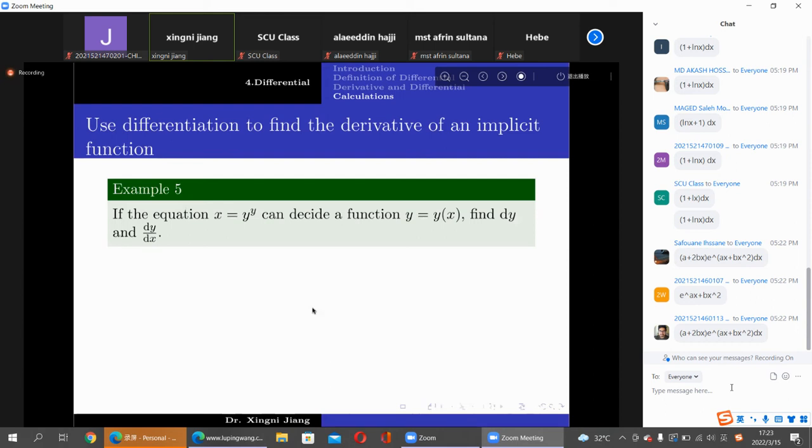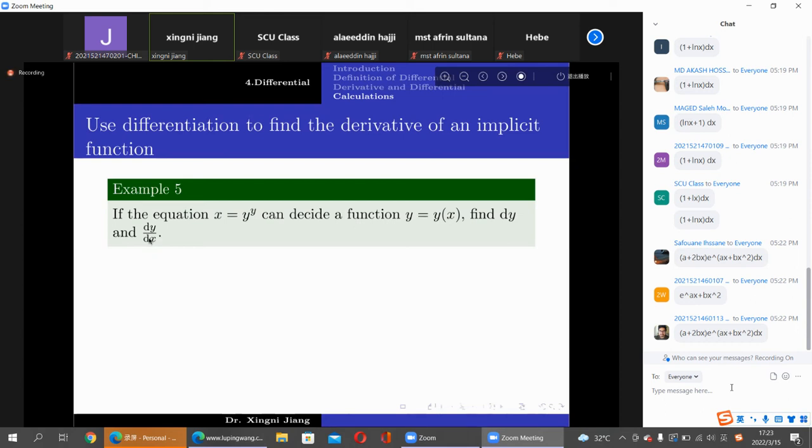And now the other important reason why we talk about differentials is that it will give a very simple solution for implicit functions. For example, if the equation is x to the power x equal to y to the power of y, this equation can decide the function y, and the independent variable is x. And now I'm asking to find the differential of y and the derivative of y with respect to x.